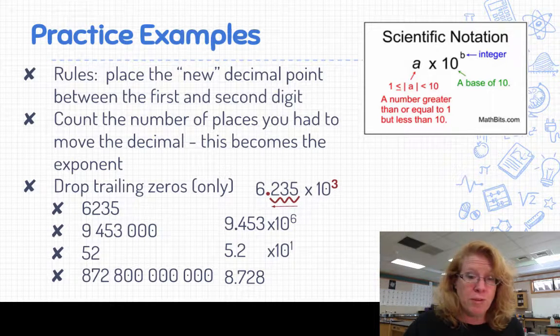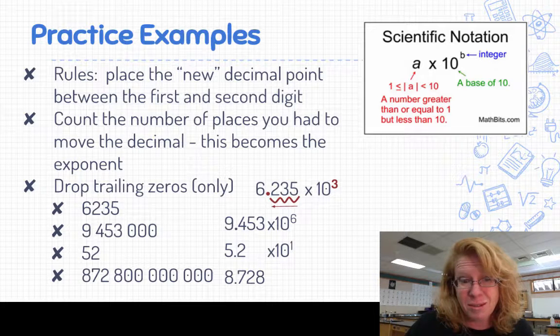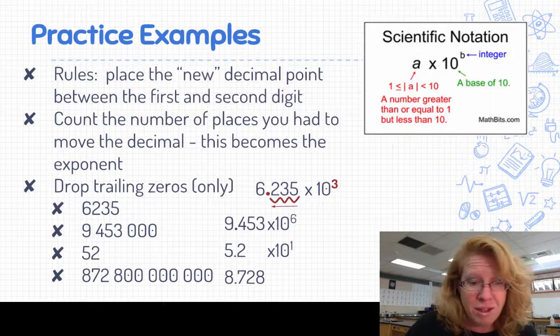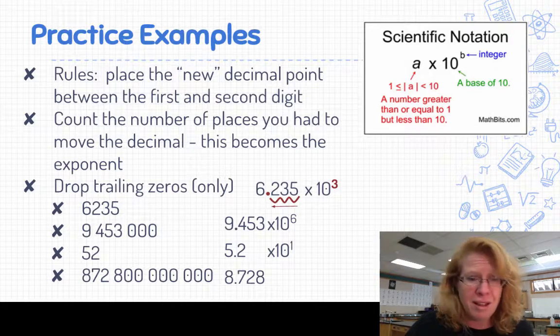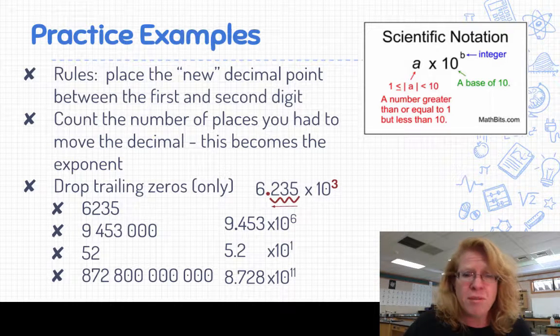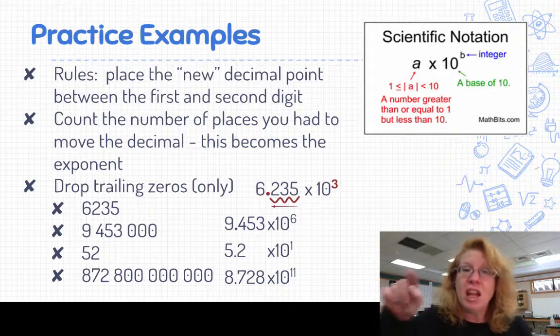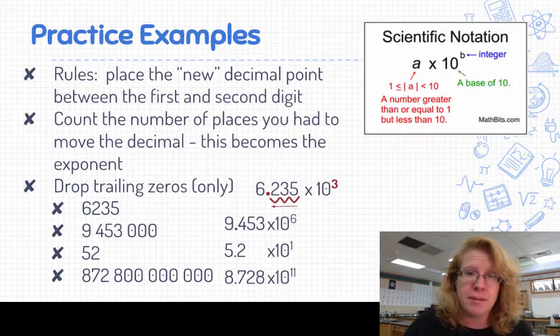And then that last one, we moved that a whole bunch. I see a set of 3 zeros, another set of 3 zeros, so that's 6 spots, plus another set of 3, that's 9, 10, 11. Wow, that's a big number. Yep, 0.87. Geez, can't even talk today. 8.728, and then 11 decimal places times 10 to the 11th.